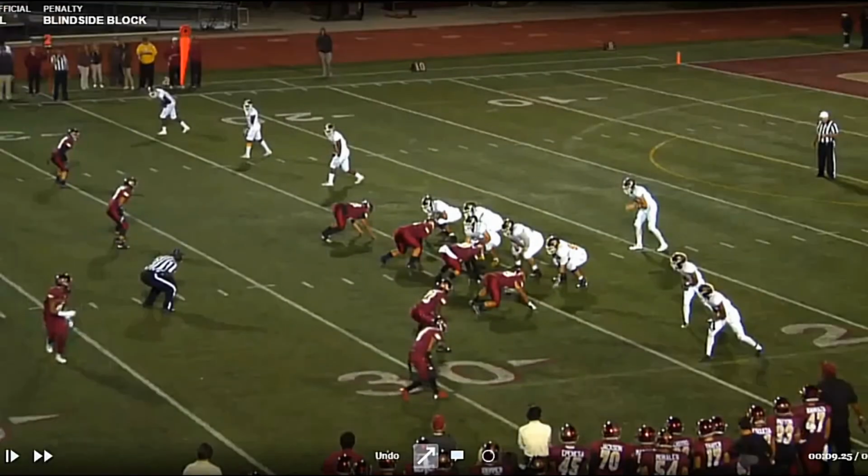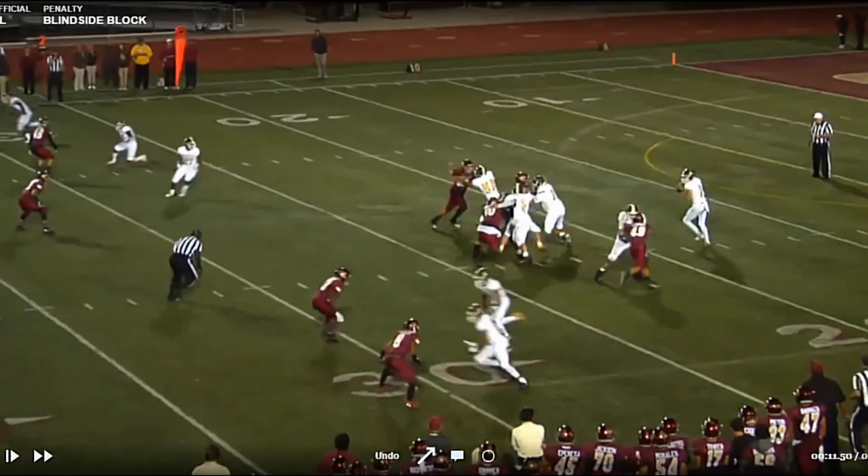Okay, we're going to have another blindside block on this play, and this is an interception. And of course, we've been preaching that interceptions, broken plays, punts, this is where our antennas have to go up for blindside blocks. So let's take a look at this.